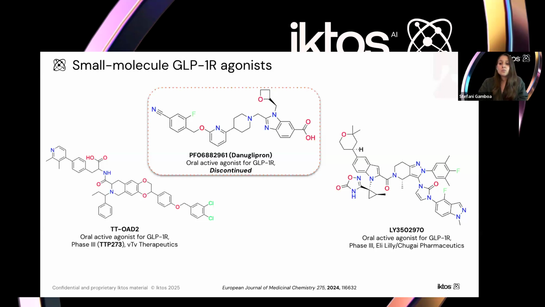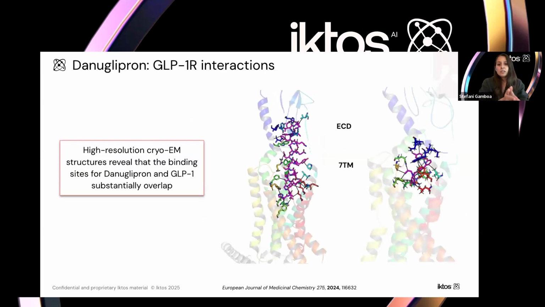What's notable is that these molecules achieve peptide-like activation, engaging key residues deep in the 7-transmembrane region. The discontinuation opens a real opportunity because we already know the mechanism. The task now is to design new analogs that keep similar activation patterns but with improved properties. One of the key factors behind danuglipron's promising results is its strong overlap with the binding mode of the natural agonist GLP-1.